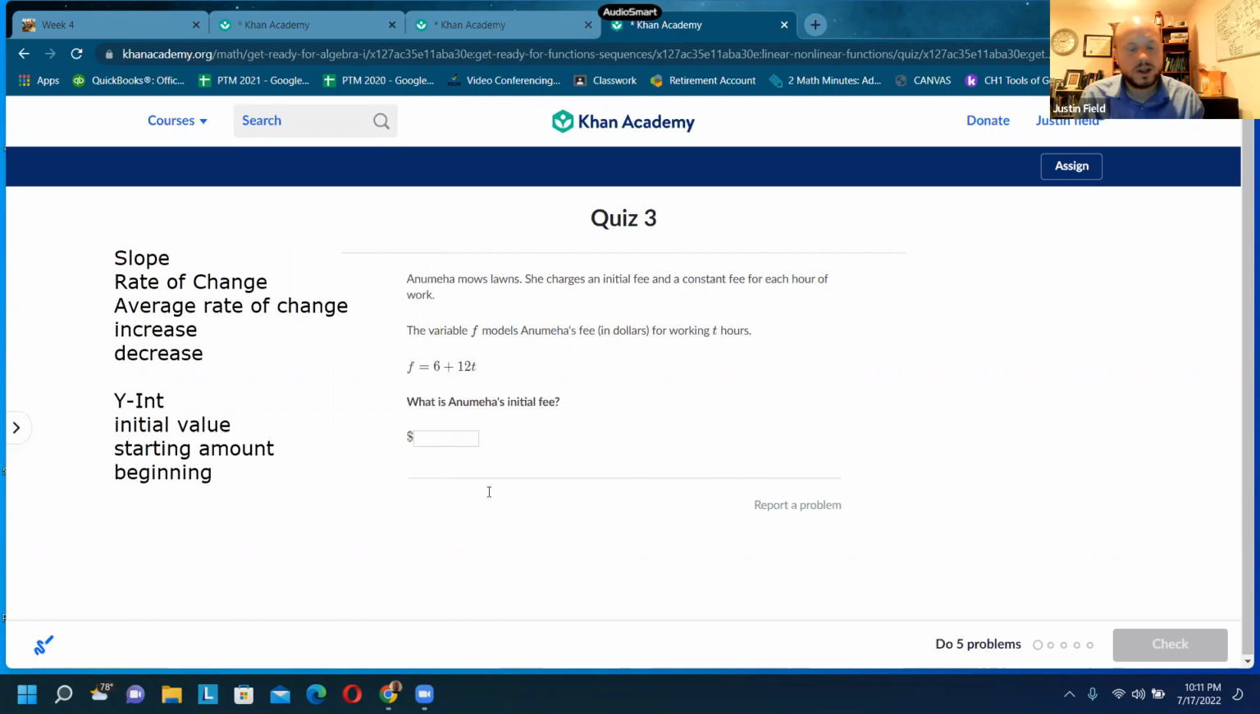So initial, and we know that y = mx + b. m is the slope and b is the y-intercept. So when I see 6 + 12t, I know 6 is the y-intercept and 12 is the slope. They want to know the initial fee. They want the y-intercept. That's 6.